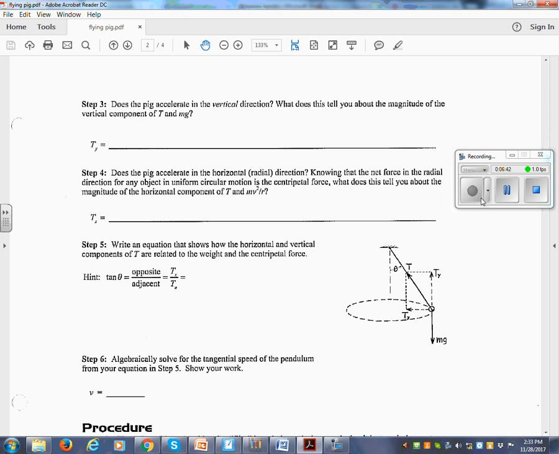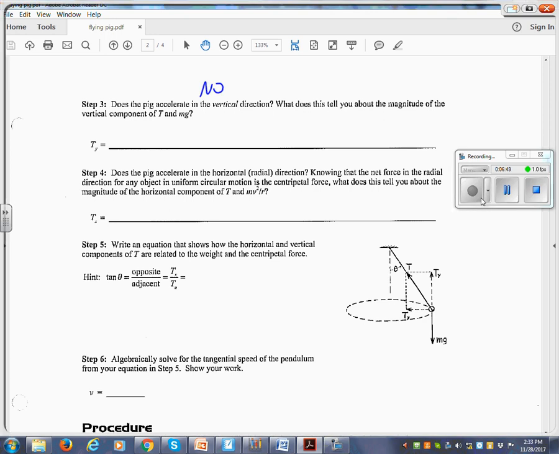Okay, so anyways, step 3, back to the science. Step 3, does the pig accelerate in the vertical direction, up and down? No. So what does this tell you about the magnitude of the vertical component of T and mg? So the Ty, remember it's like this, right? There's the pig. This is Ty. Because it doesn't accelerate vertically, the Ty has to be equal to the mass times gravity, right? Ty is equal to mass times gravity.